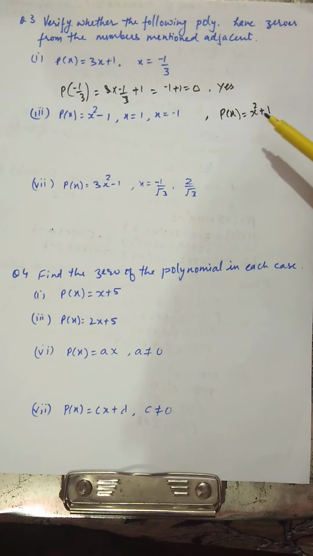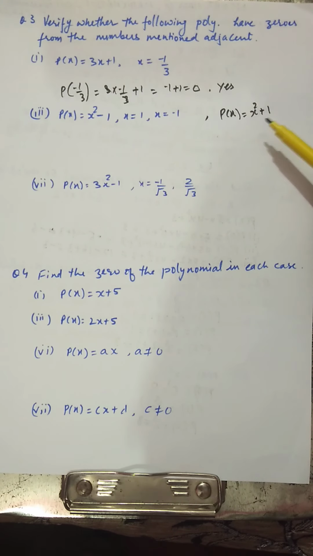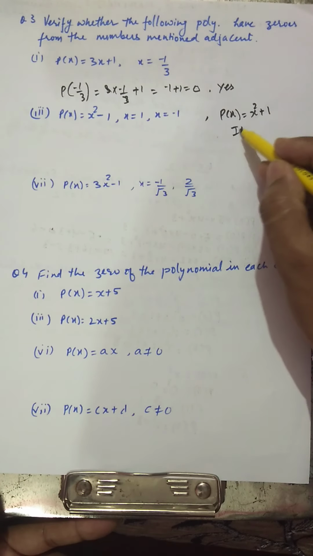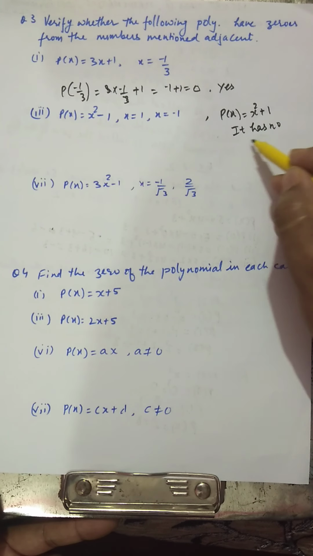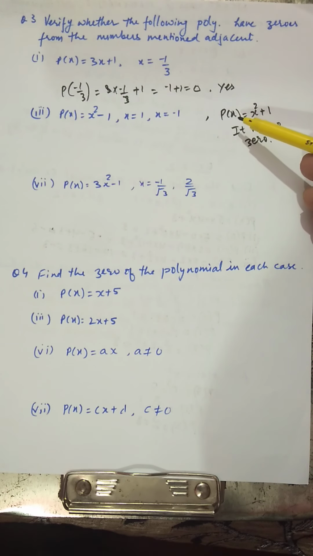You can see in this example there is no value of x which, if you put here, makes the value of this polynomial 0. So here you can see that it is a quadratic polynomial, but it has no 0, because you cannot find any value of x that, if you put in this polynomial, the answer comes 0. So it has no 0 at all.